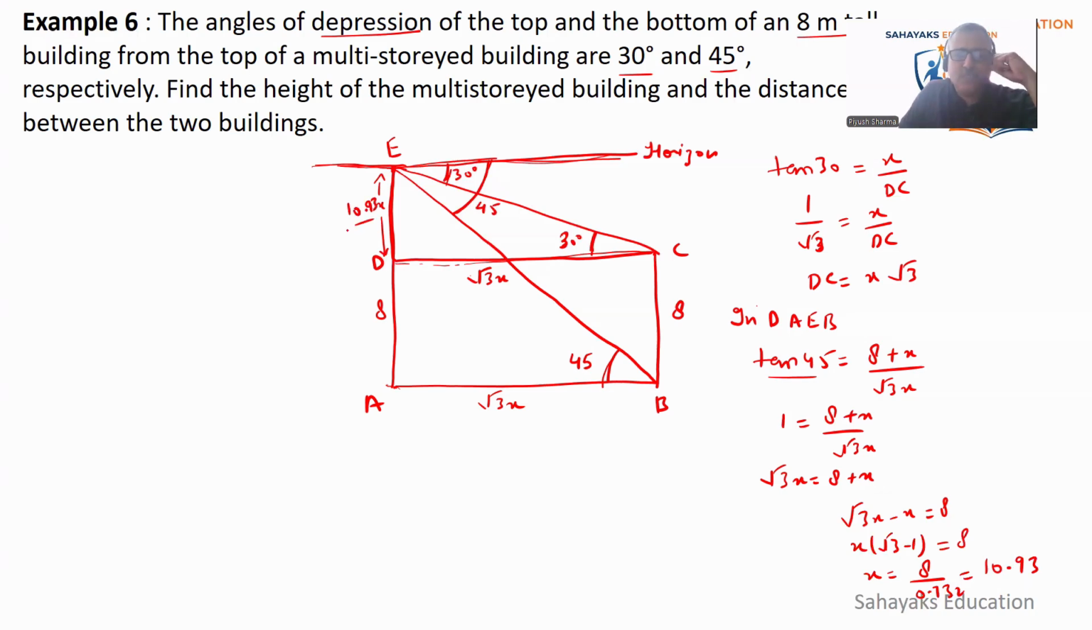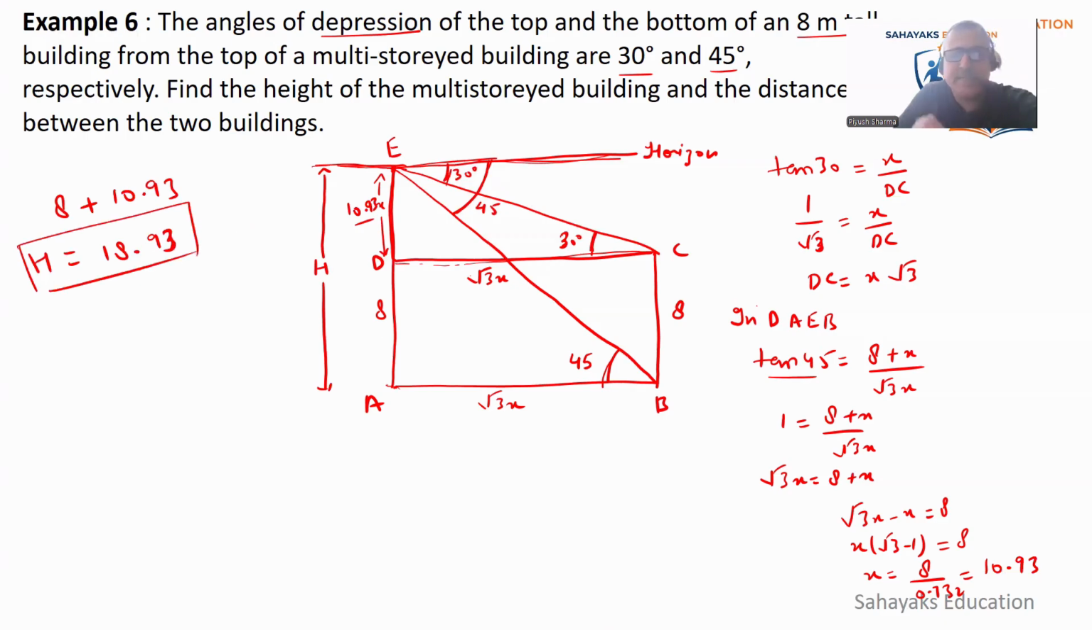So now we know x is 10.93. So what is the height of this building? I'll just say h. This is the height of the building. It will be 8 plus 10.93, so it becomes somewhere around 18.93. So h is equal to somewhere around 18.93 meters.